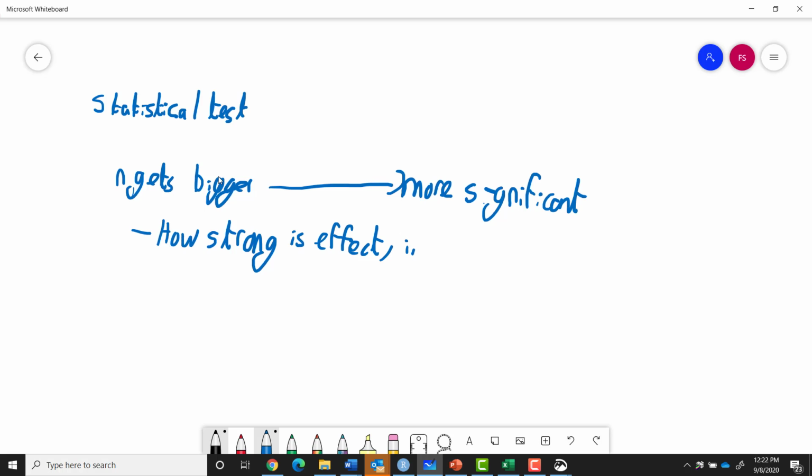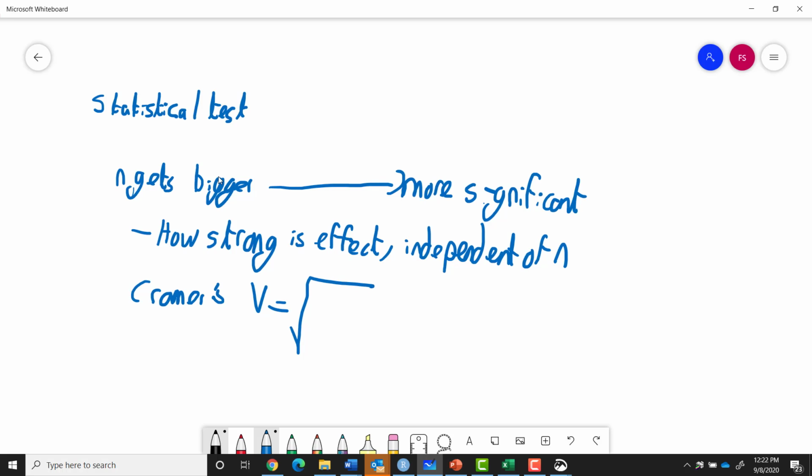Independent of N. And the Kramer's V is the square root of the chi-squared. So again, we divide by N. So bigger N's we divide it by more. And we multiply it by M.